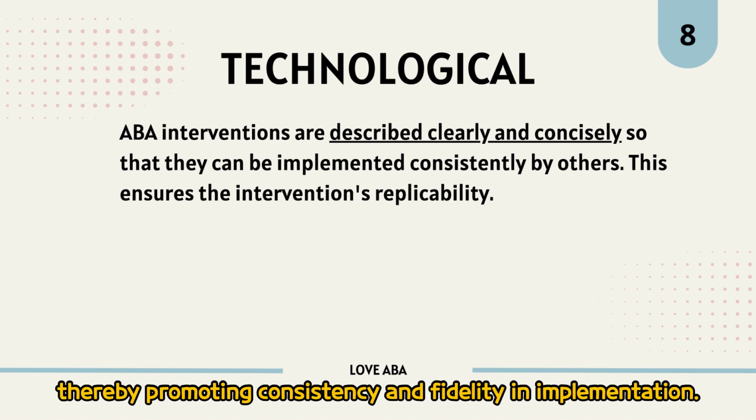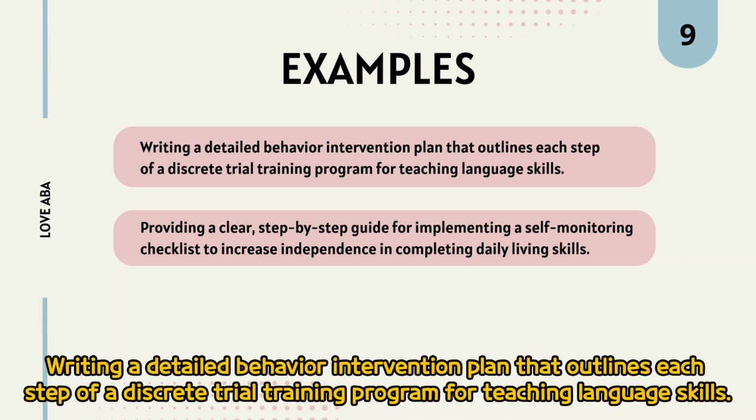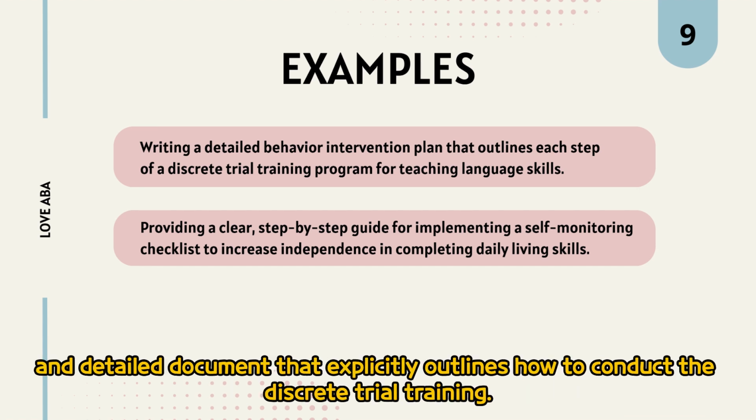and fidelity in implementation. Examples for technological: writing a detailed behavior intervention plan that outlines each step of a discrete trial training program for teaching language skills. This activity exemplifies the technological dimension because it involves creating a comprehensive and detailed document that explicitly outlines how to conduct the discrete trial training.